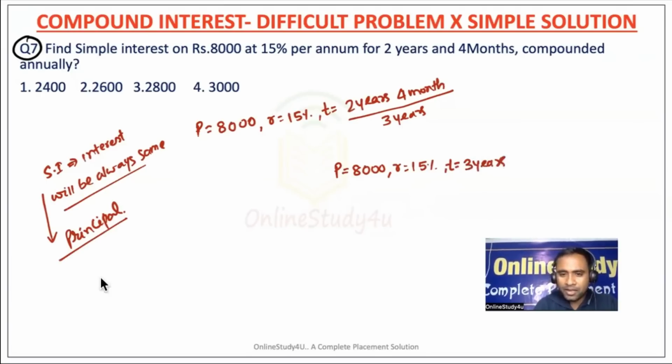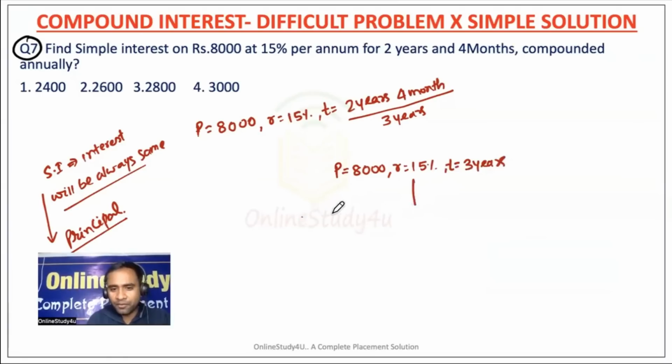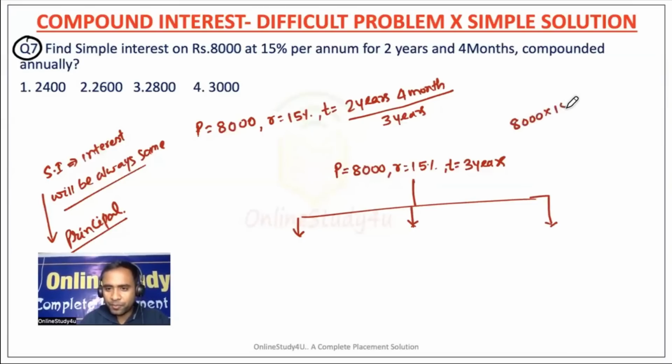See, I wanted everything to be very, very clear for you, so that you don't get into any kind of confusion. Now, for the first year, what will be the interest? 8,000 into 15 by 100. It is nothing but 1200. For the second year also it is 1200. For the third year also it is 1200, right? This is my first year, this is my second year, and this is my third year.